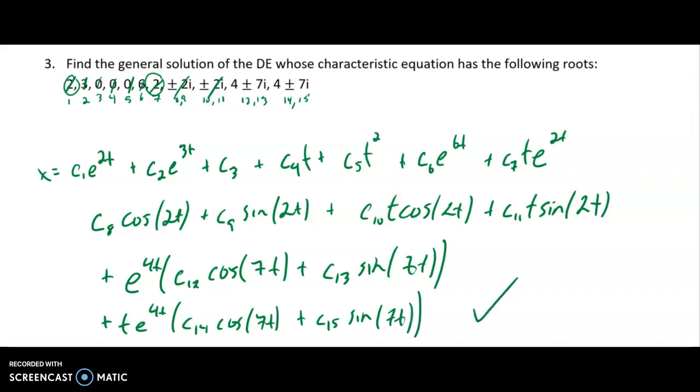Done. What do I want to check? I want to check that I have the right number of c's. I want to double check that all of my roots are good. And to me, it looks like these are good. I want to also check that I tacked t's on to the appropriate places. And to me, it looks like this is good. So let's bump on to the next one.